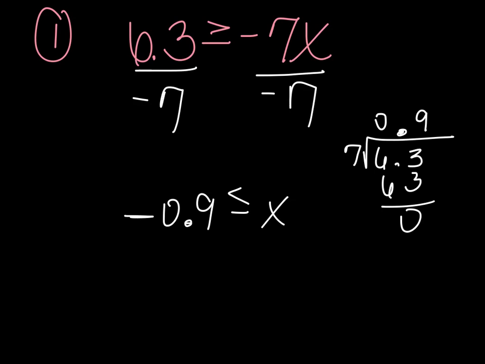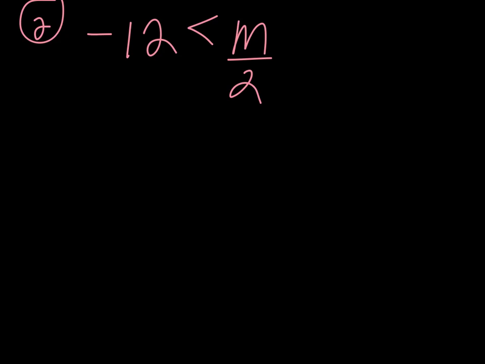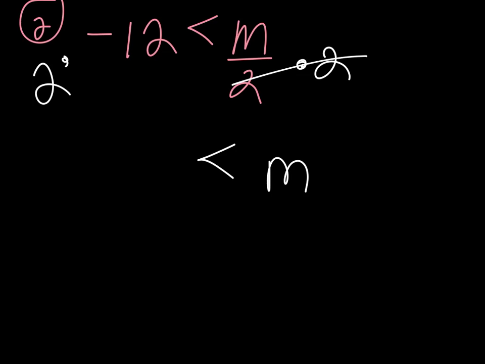Let's look at number 2. Number 2 says -12 is less than m divided by 2. On the side of the variable again, I'm going to do the inverse, which is multiplying by 2. And what I do to one side, I do to the other. Those cancel. Now in this case, I am multiplying to a negative, but not by a negative. So my sign does not flip. A negative times a positive is a negative, and 12 times 2 is 24. Good job. Let's look at the last one.